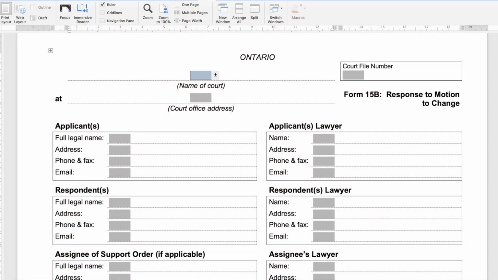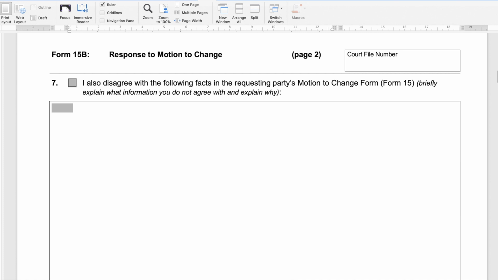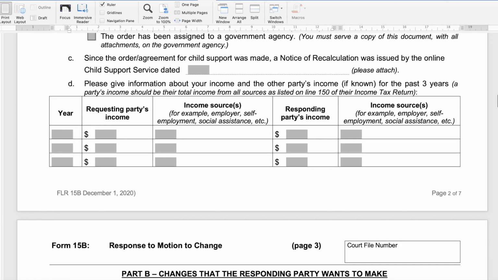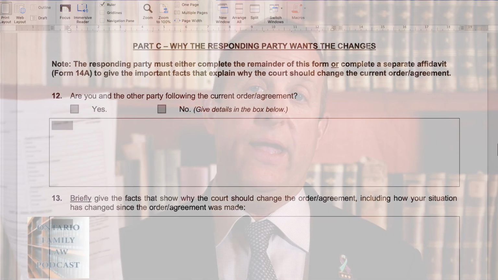After being served, the other party has to file a Form 15B response to motion to change, which sets out why what the first party is asking for is inappropriate, and then sets out what the responding parent thinks the correct change should be and why. The response to motion to change is also a sworn document, so it may be necessary to go to a lawyer's office to get it commissioned if the parent did not have a lawyer prepare it in the first place. The responding party then serves the first parent and files a response to the motion to change along with an affidavit of service with the court.